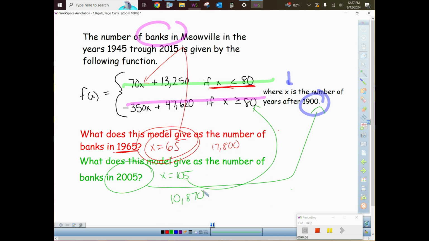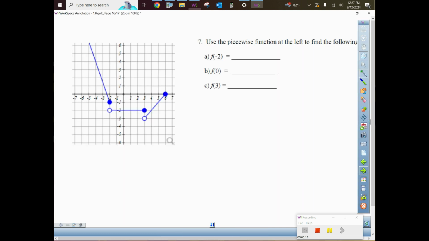So it's just about, in the piecewise function, figuring out what your x value is, and it can only fit into one of these. You know, that's why it's piecewise. It's like, hey, if x is less than 80, we're going to use the green piece. If x is greater than or equal to 80, we use the pink piece. On this one, they just ask us to read these guys.